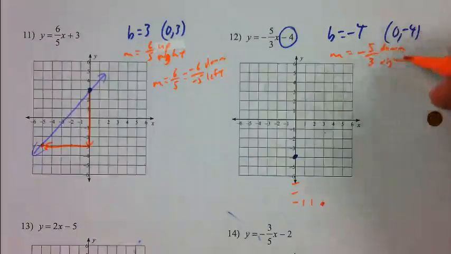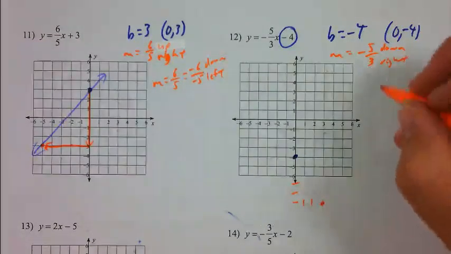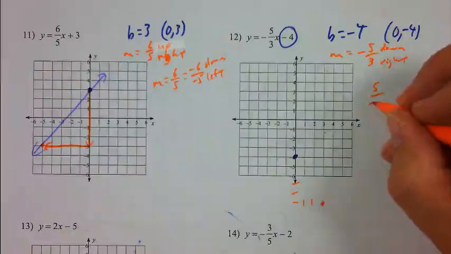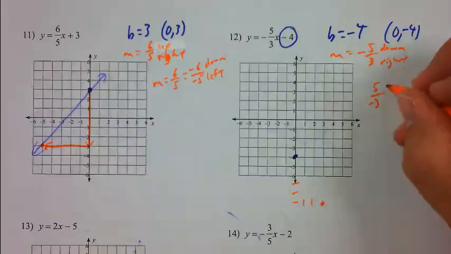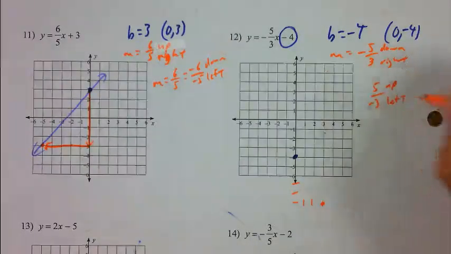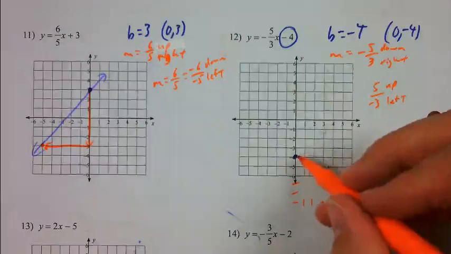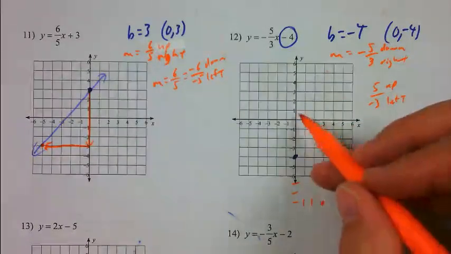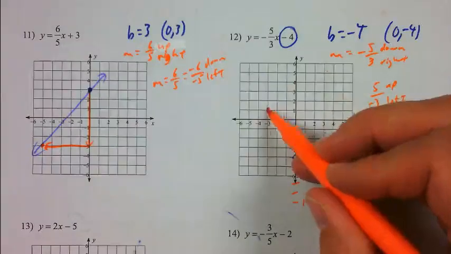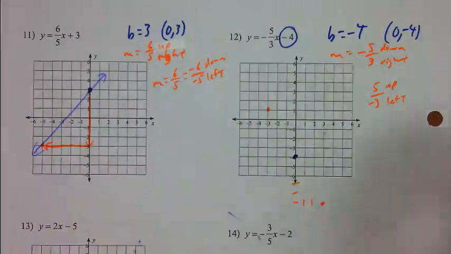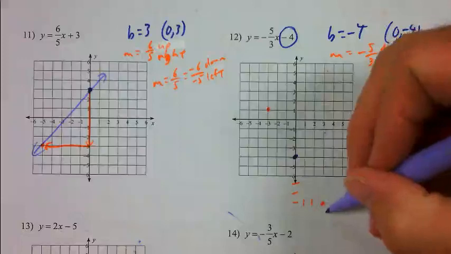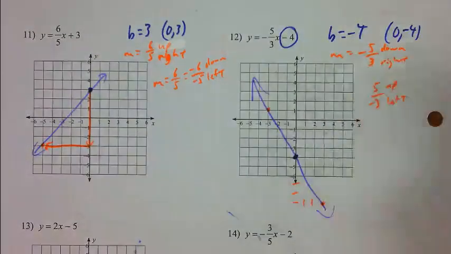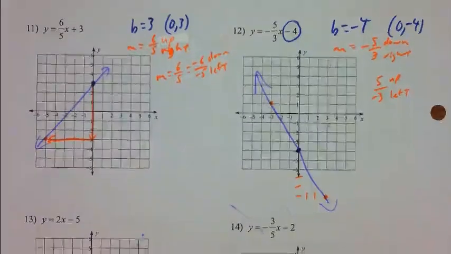Or, just like we did on the last one, if you do the exact opposite, so call the top one positive, call the bottom one negative instead, this would be saying up and to the left. We could do that. So up 5: 1, 2, 3, 4, 5, and left 3: 1, 2, 3. Either way, you have at least 2 points to make a line. Should look something like that.